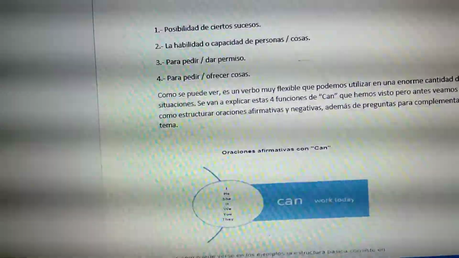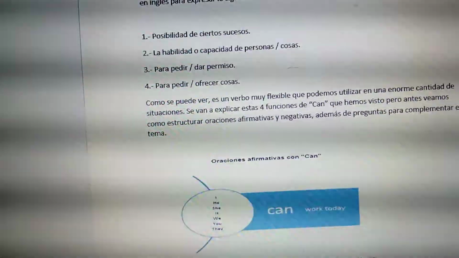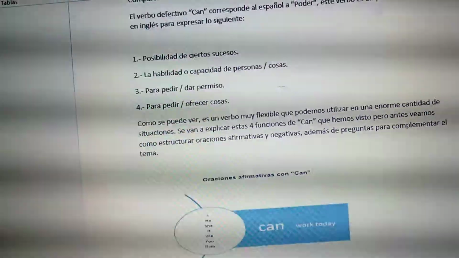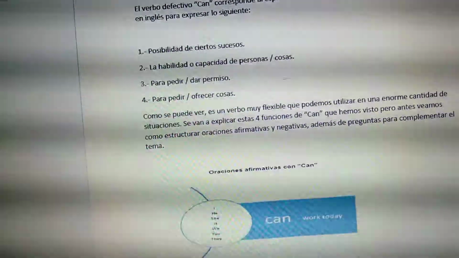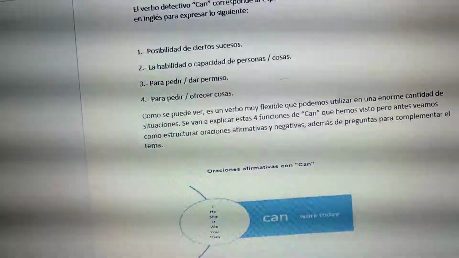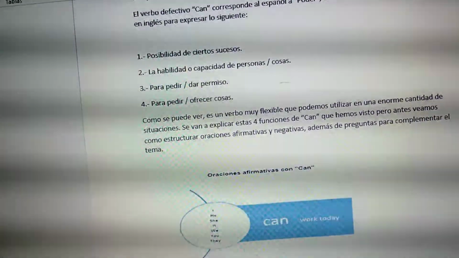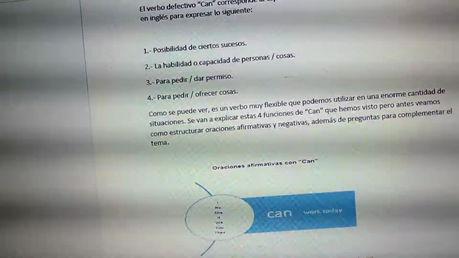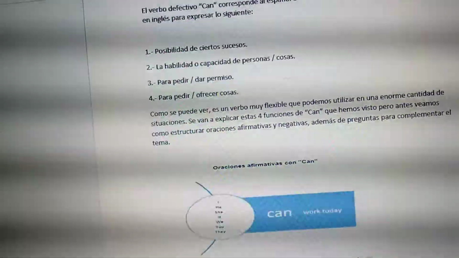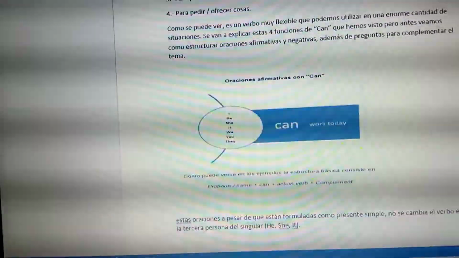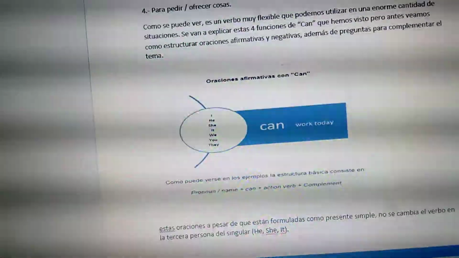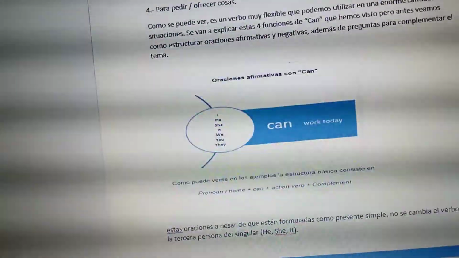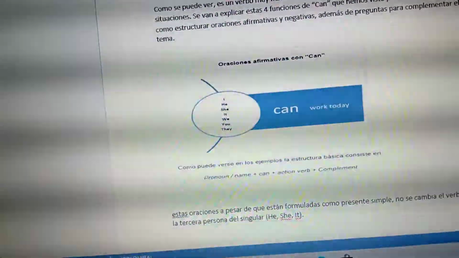These four functions of can that we have seen will be explained, but before that we see how to structure affirmative and negative sentences, as well as questions, to complement the theme. Affirmative sentences with can: I, you, we, they, he, she, it can work today.